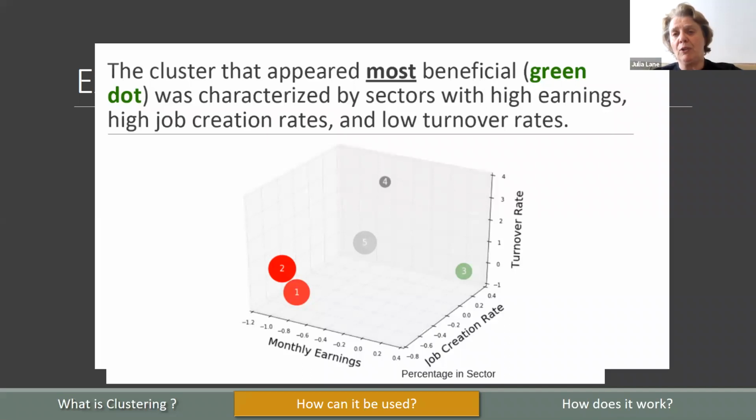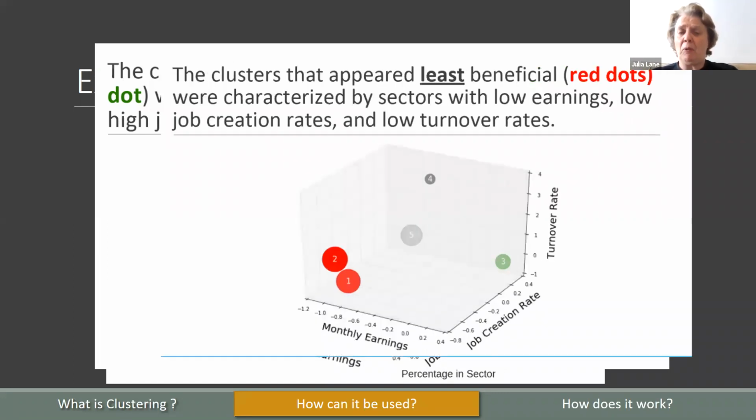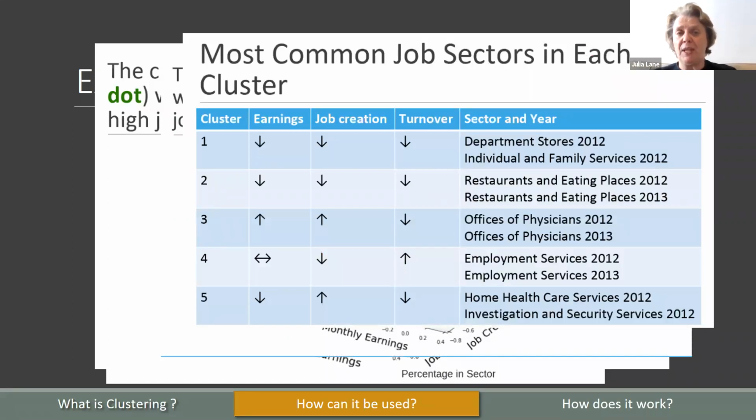People who got jobs in the cluster identified by a green dot did better. Welfare recipients who got jobs in the clusters with the red dots didn't do so well. They talked about what the job sectors were in each category. Department stores and individual and family services largely had lower earnings, lower job creation, and lower turnover. The best sector to go in turned out to be physicians' offices, not surprisingly. They had higher earnings, higher job creation, and lower turnover.